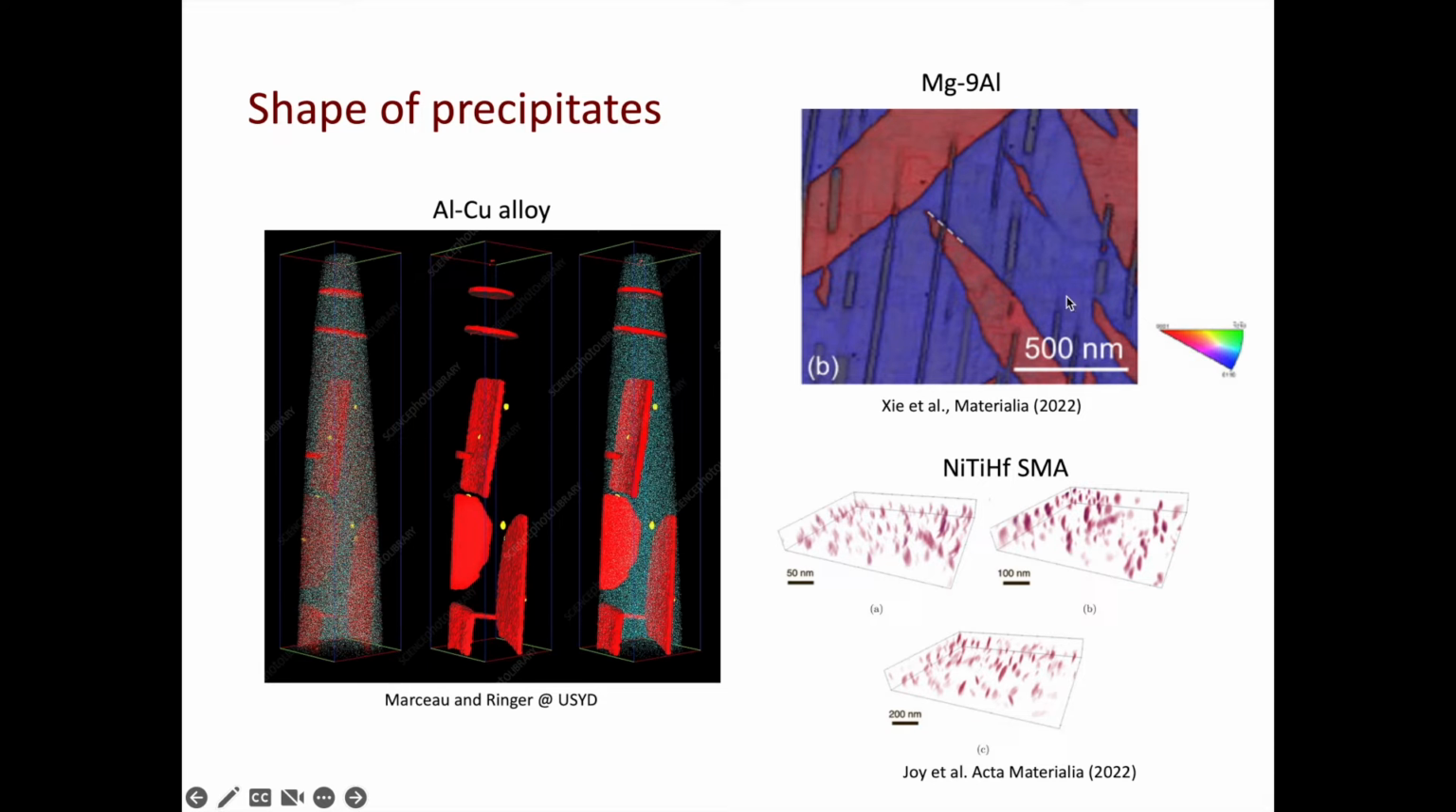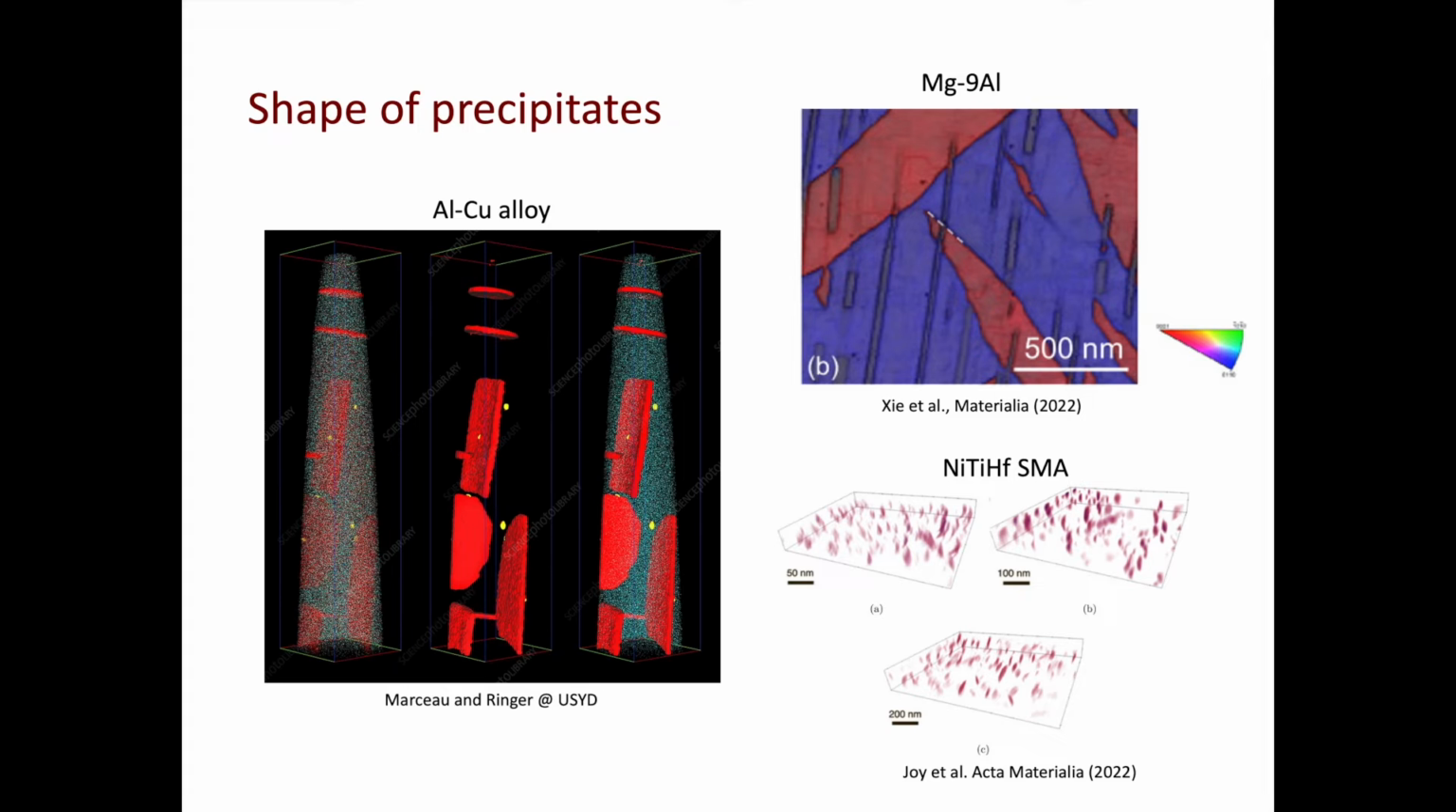And you also see those precipitates. They appear to be rods, but actually they are indeed plates, and we are viewing those plates in the edge-on condition. In the bottom right example, these are precipitates in nickel, titanium, hafnium shape memory alloys.